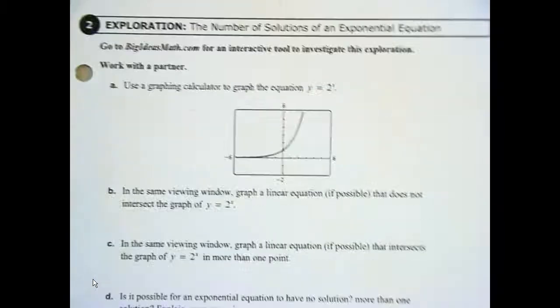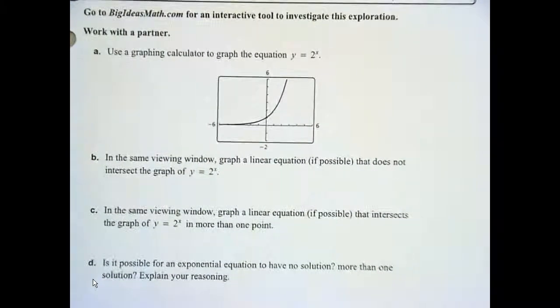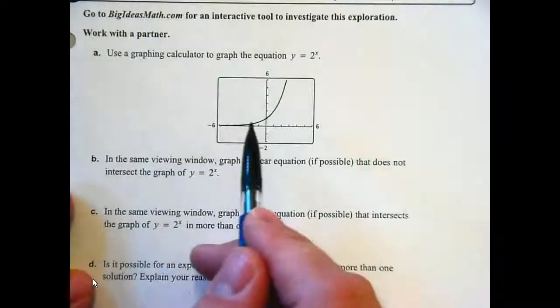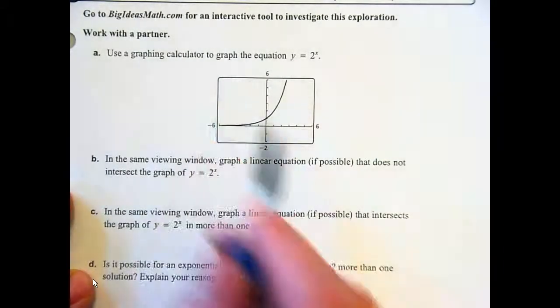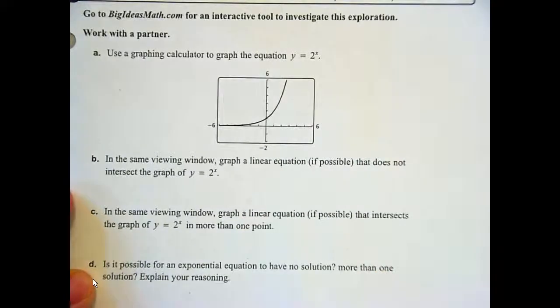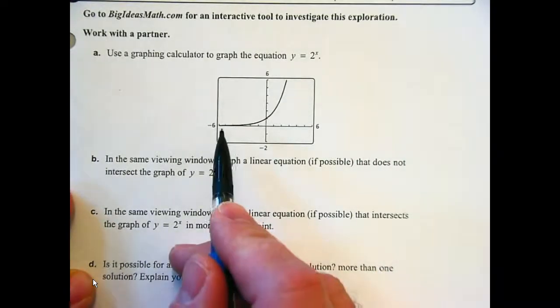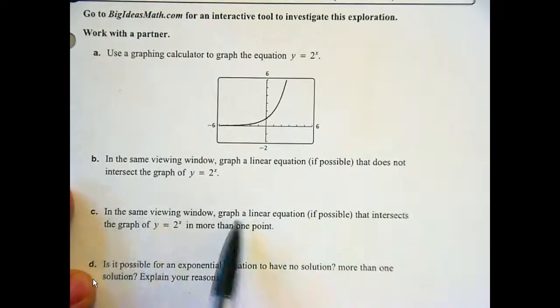All right, exploration 2. Use your graphing calculator to graph that equation. Then in the same viewing window, so in the same picture, part B, graph a linear equation, if possible, that will not intersect that. So a line that will not intersect it. It may help to draw the line that you don't want to intersect it. And then in the same viewing window, graph a linear equation, if possible, that intersects in more than one point.